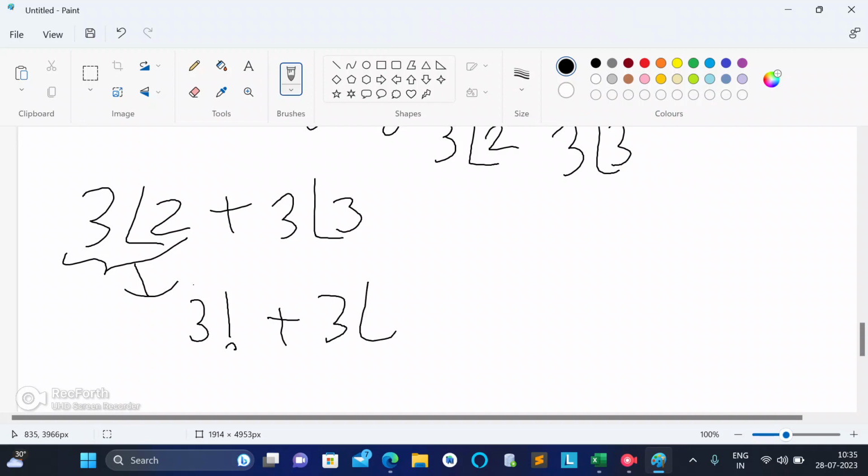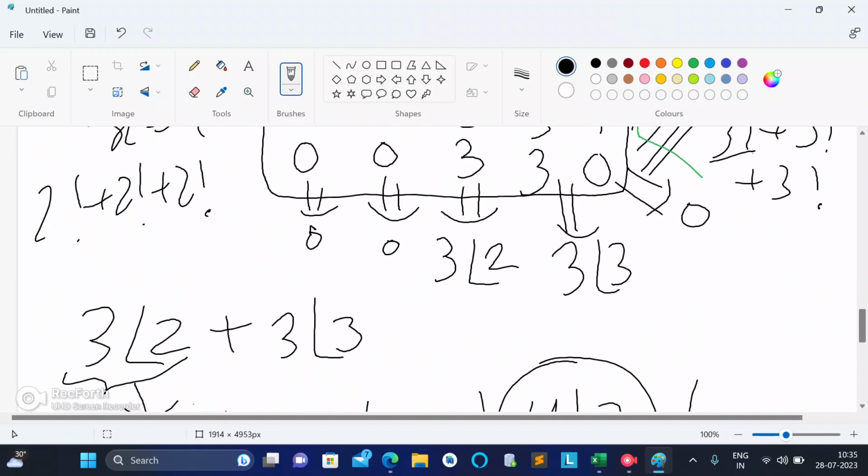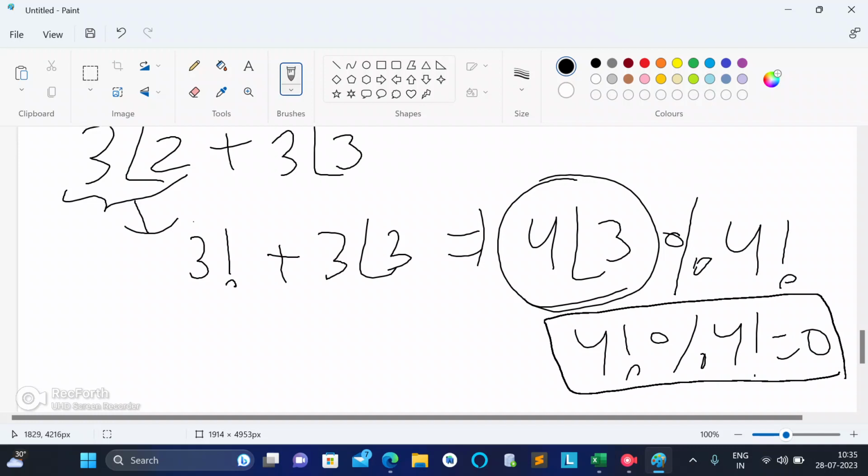So we can write it as 3 factorial plus 3 into 3 factorial, which is actually 4 into 3 factorial, and we know that 4 into 3 factorial is divisible by 4 factorial in this case. Why? Because 4 into 3 factorial is also 4 factorial, and modulo 4 factorial gives us 0.